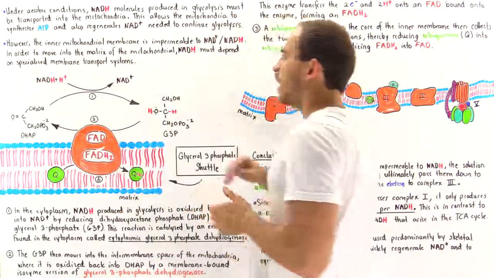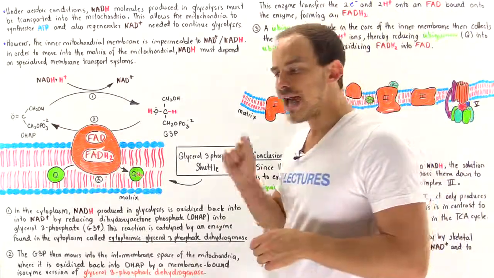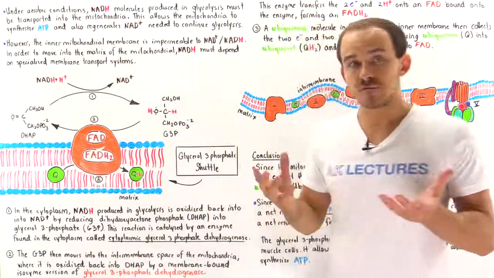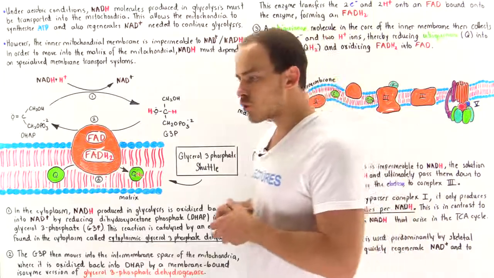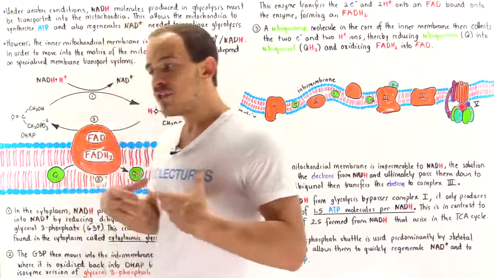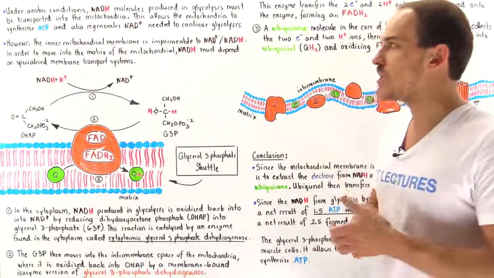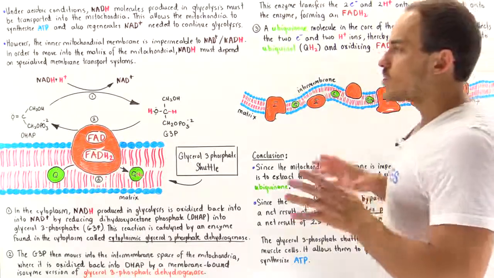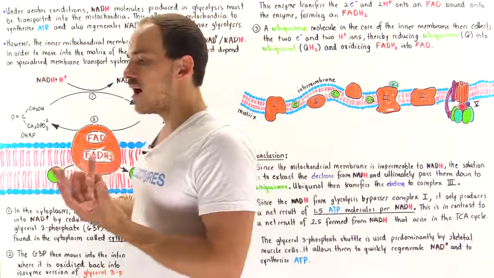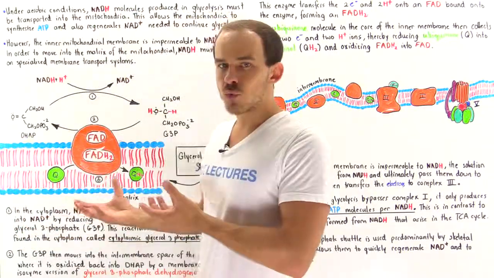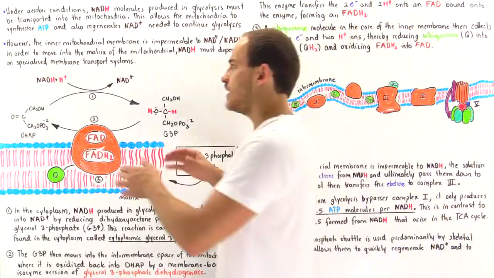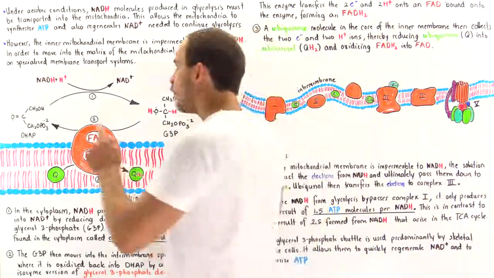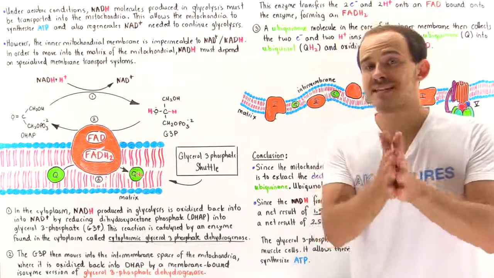The inner mitochondrial membrane is impermeable to NAD plus or NADH molecules, and that means these NADH molecules, once formed in glycolysis, cannot simply move across the membranes of the mitochondria. Their movement depends on a specialized membrane transport system that we call the glycerol 3-phosphate shuttle. So let's begin in glycolysis. In glycolysis, we oxidize glucose into pyruvate molecules. In the process, we also generate NADH molecules. Once the NADH molecule is formed, it remains in the cytoplasm.